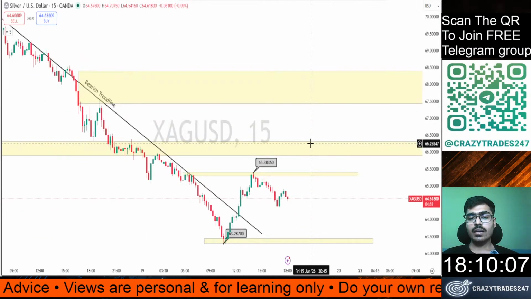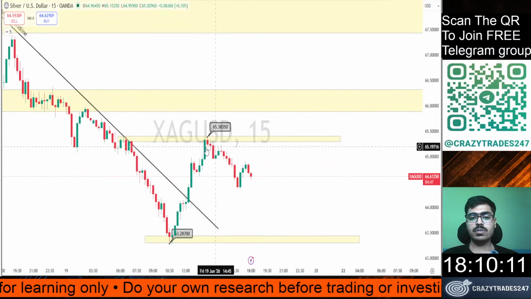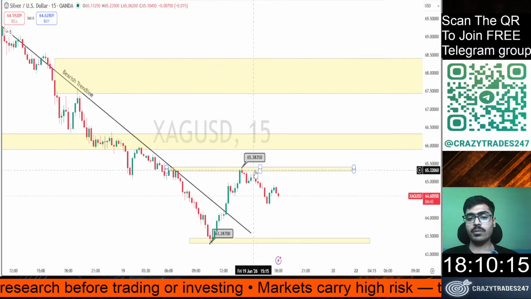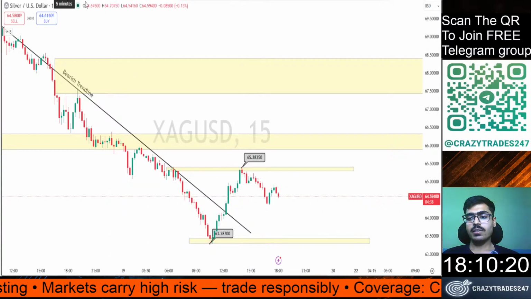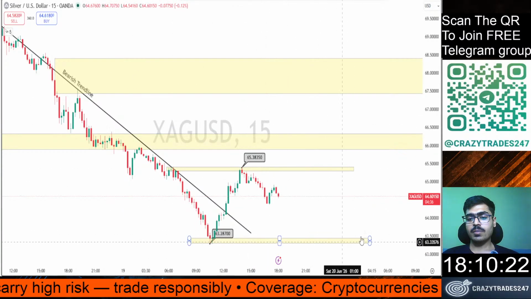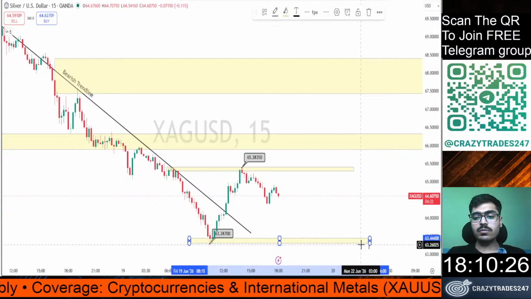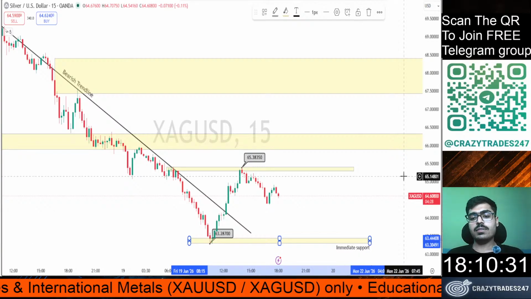Gold and silver are witnessing some selling pressure from above. This was the resistance level which we have marked, and from this very level price is facing selling pressure, and it's retracing till its support level now. This is the immediate support.